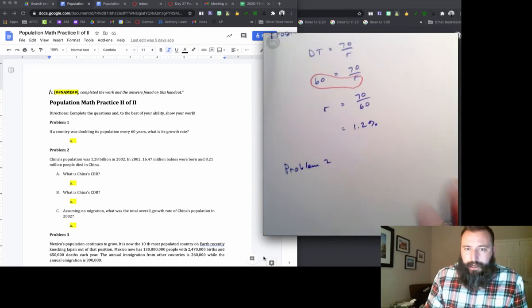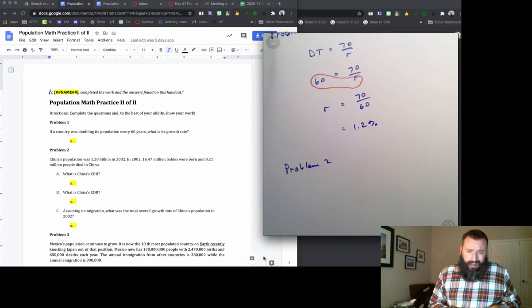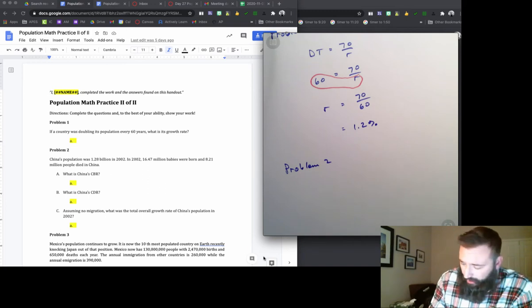Problem 2. China's population was 1.28 billion people in 2002. In 2002, 16.47 million babies were born and 8.21 million people died in China. What is China's CBR, CDR, and assuming no migration, what is R? What is its growth rate? So let's go through each one of them.